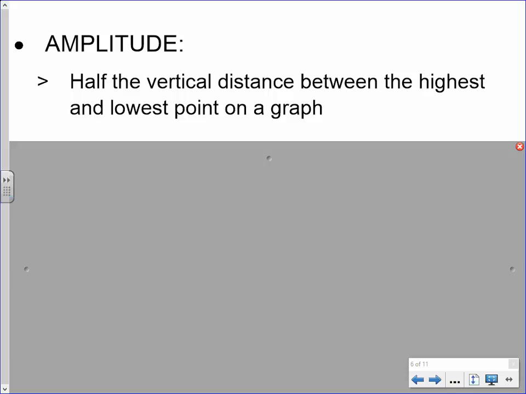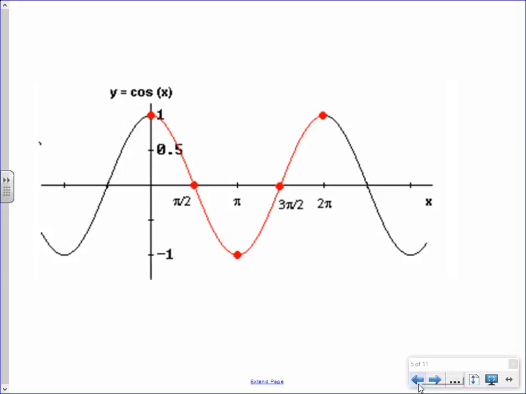Our parent graphs, sine and cosine, have the same amplitude. If you look at those graphs that you drew, what is the amplitude for sine and cosine, their parent functions? It's 1. Highest to lowest point is 2, so our amplitude is 1. In this case, from the x-axis, we're up 1, from the x-axis, we're down 1. We're not always going to be at the x-axis, though, so that's not a way to think of it. So vertical distance cut in half.